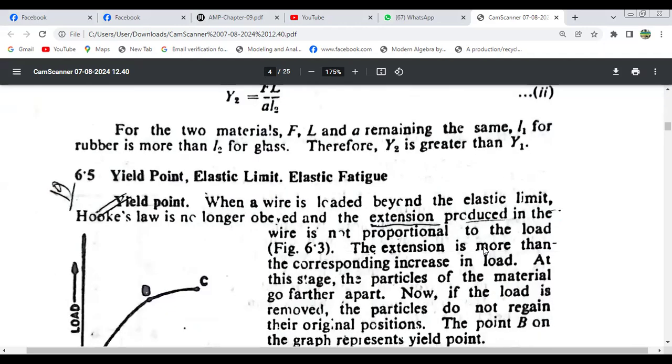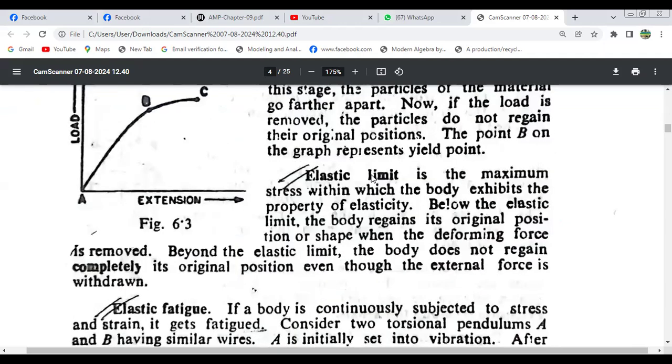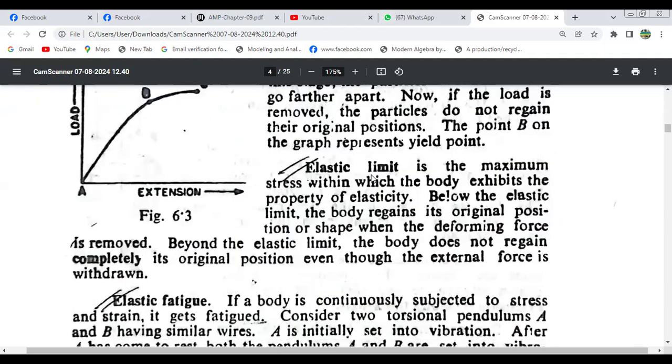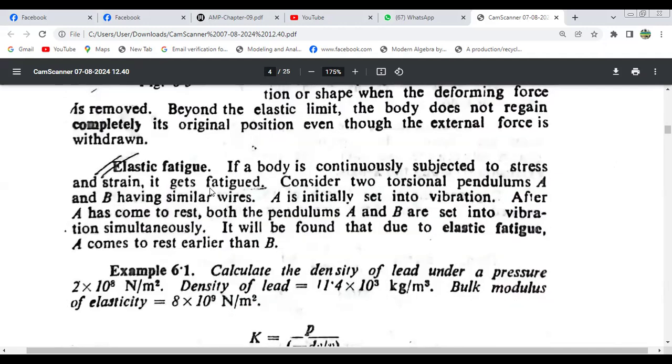Actually, we can discuss yield point, elastic limit, and elastic fatigue. Okay, what is elastic limit? We have discussed it. And what is elastic fatigue?